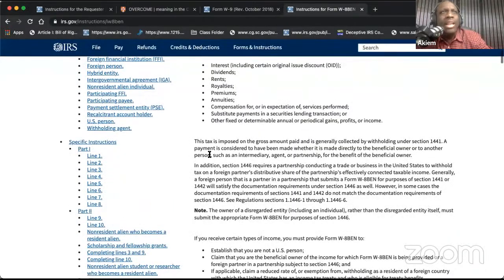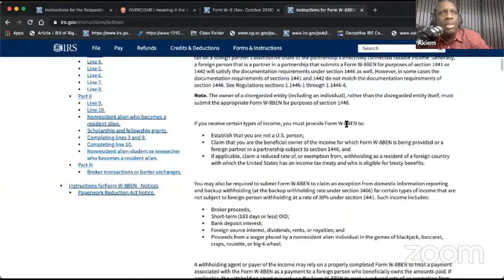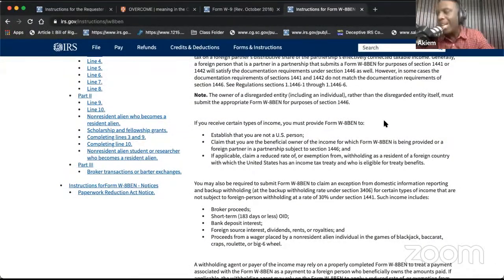It says here, if you receive certain types of income, you must provide Form W-8 BEN to establish that you are not a U.S. person. So the W-8 BEN establishes that you are not a U.S. person. So this is the form. This is a form that you use in exchange for a W-9.